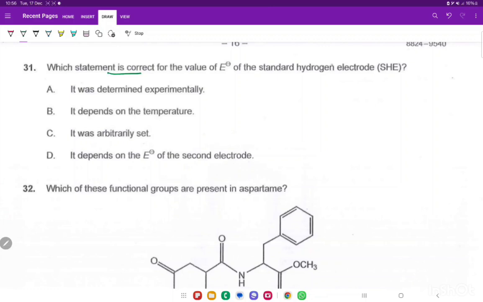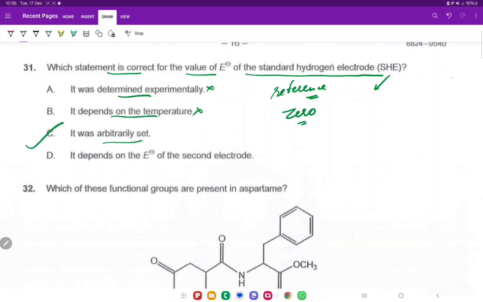Next, which statement is correct for the value of E degree of the standard hydrogen electrode, SHE? SHE is a reference electrode, and for a reference electrode the potential is taken as 0. Was it determined experimentally? No. Depends on temperature? No. Is it an arbitrary set value? Yes. The SHE value is an arbitrarily set value, taken as 0, and with the help of this value we determine the electrode potentials of other unknown electrodes. It depends on E degree of the second electrode? No. It's a reference electrode, its potential is fixed at 0, arbitrarily set. Thus the answer for question 31 is C.